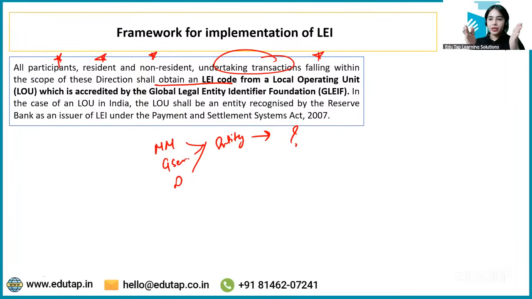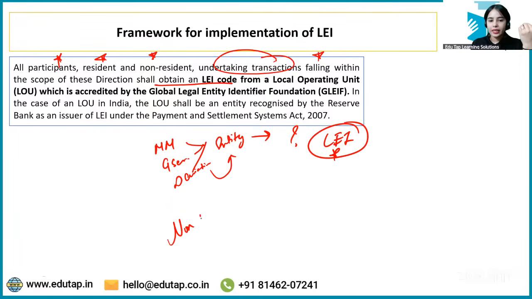If you are doing the money market transaction, interbank lending is happening, government securities transactions, you are buying the dated securities or you are buying the treasury bills, the derivative transaction is happening. Okay, so what you have to give? LEI you have to give. As an entity, you will have to give LEI.